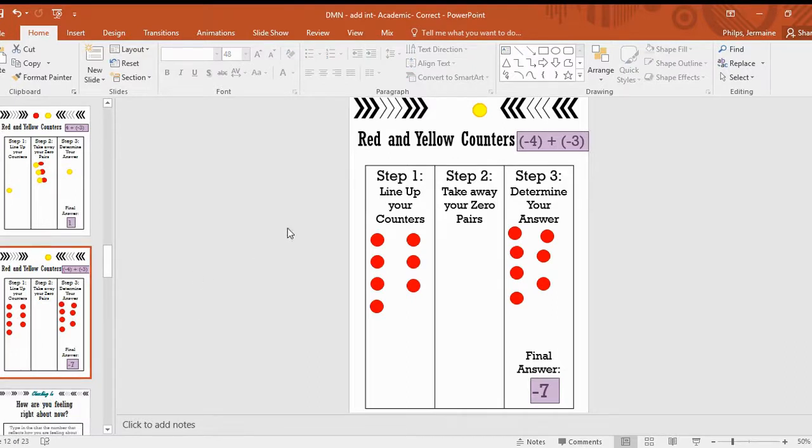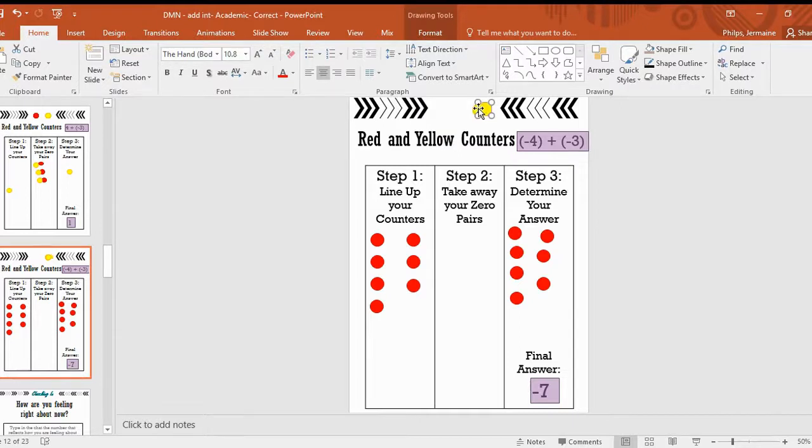So for slide 12, we have to represent -4. So down here is our -4 because we have to use the red counters, and represent -3. -3 is over here with our red because -3 is a negative number. Red counters represent negative numbers. This time I have no zero pairs. Why is that? Because there's no yellows to represent.